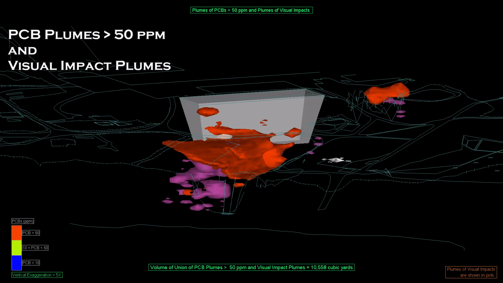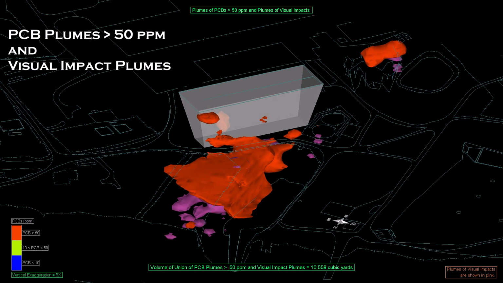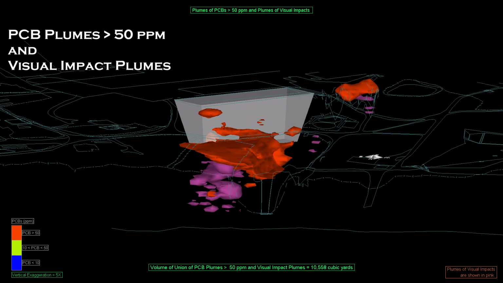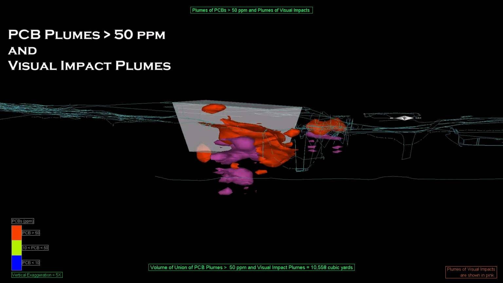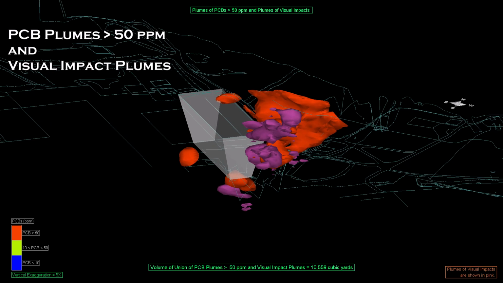PCB plumes were also evaluated at a 50 ppm threshold to quantify and evaluate materials that may have required different disposal criteria or treatment technologies.